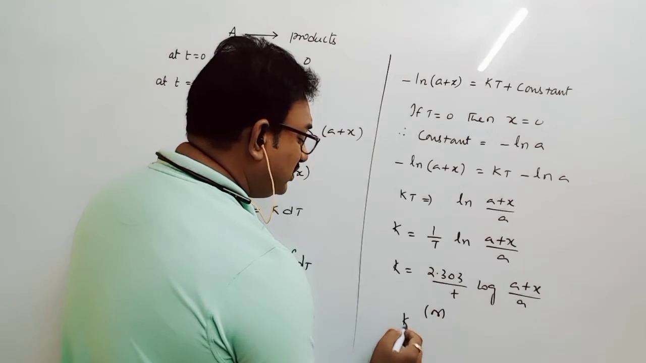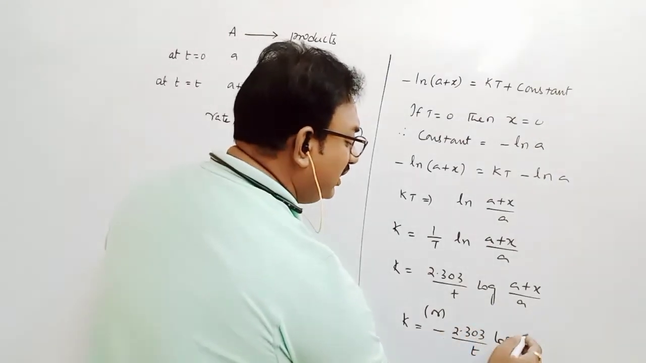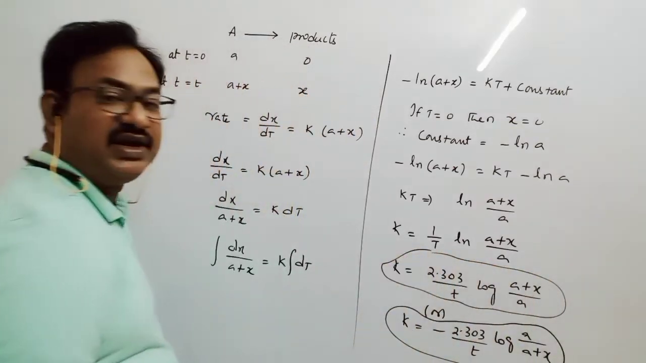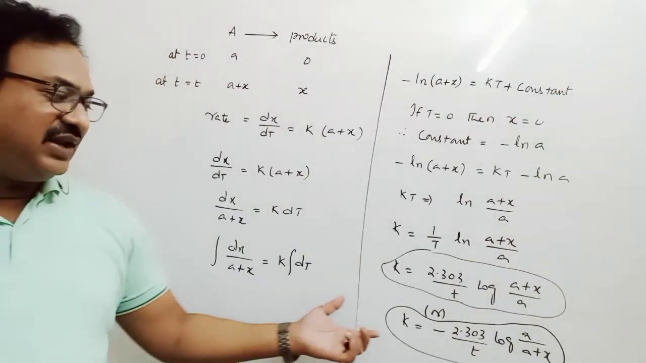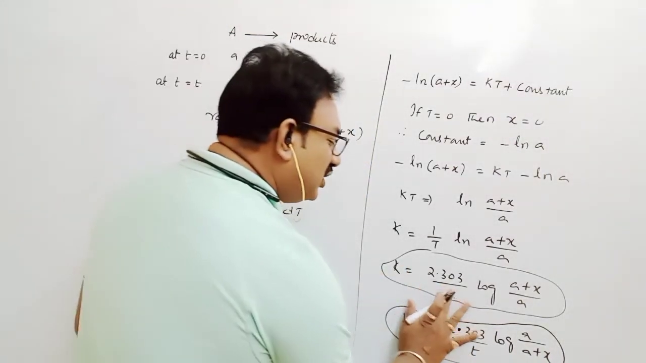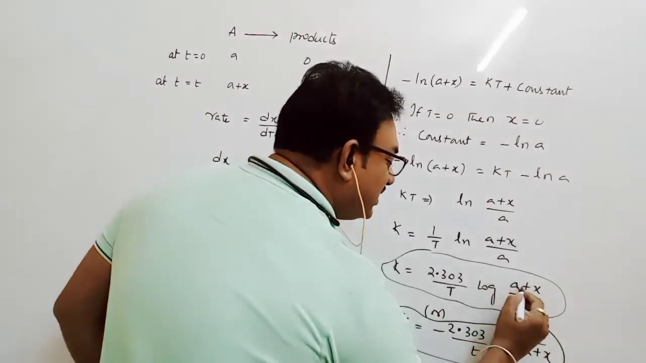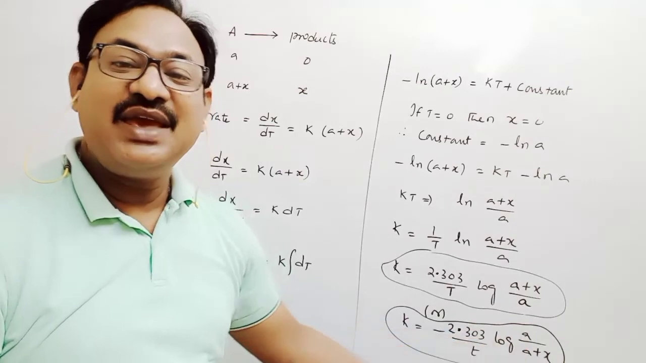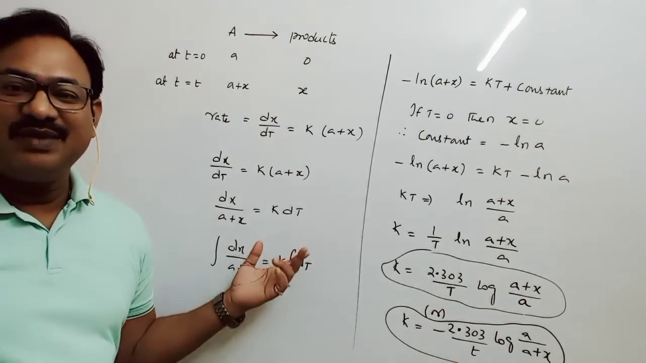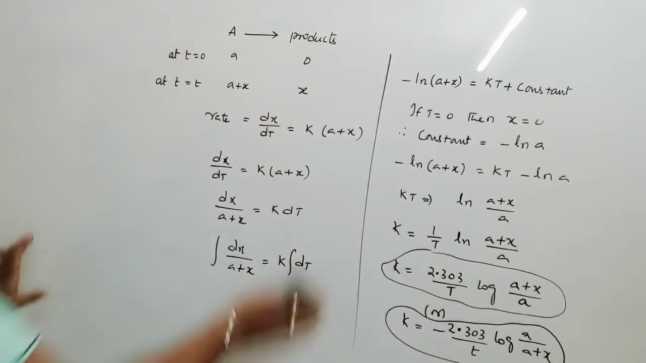Now it can be written like this also, k equal to minus 2.303 by t, just make it as negative, log a by a plus x. So this is the integrated rate expression for bacterial growth or bacterial population. If it were plus, then 2.303 by t log a plus x by a. Now it is written as minus 2.303 by t log a by a plus x. So that's it. It is about the integrated rate expression for bacterial population increase. Okay, so have you understood it? Okay, right. Next.